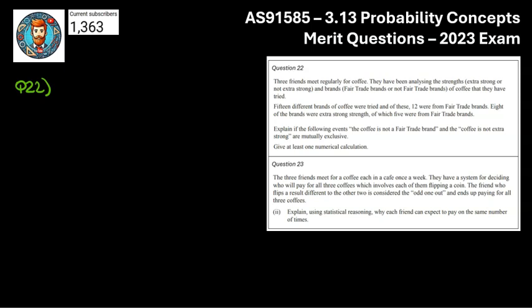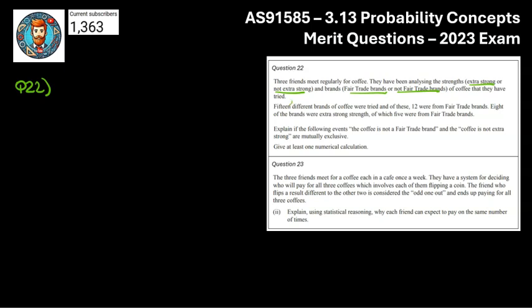And then it goes on to say they've been analysing the strengths of the coffee, so they've got extra strong or not extra strong, and the brands. So the brands are either fair trade or not fair trade. So this kind of looks like a two-way table or a probability tree at the moment, right? Because there's two variables for each of them. Let's keep reading.